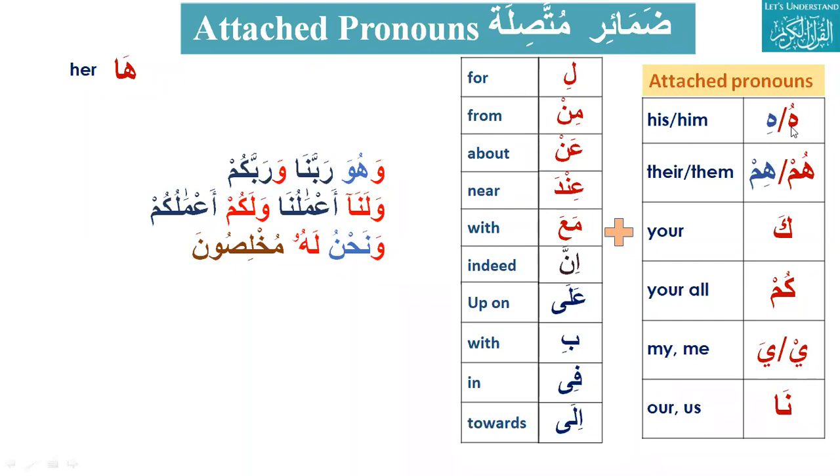Huwa will change into hu, hum, ka, kum, i, na. Safi, can you please attach just Rab? Rabbuhu, Rabbuhum, Rabbuka, Rabbukum, Rabbi, Rabbuna. Jafar Iqbal. Assalamu alaikum, Akhtar bhai. Jafar is still not joining, but Musab is here. Okay, Musab, please.